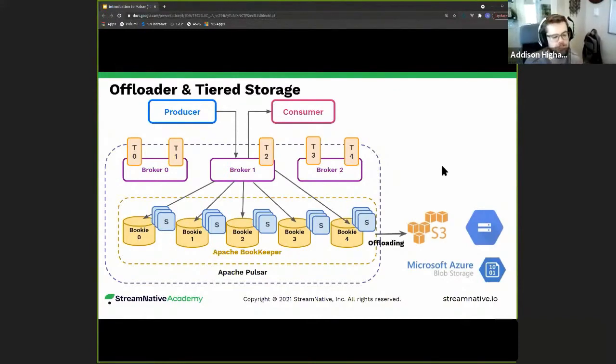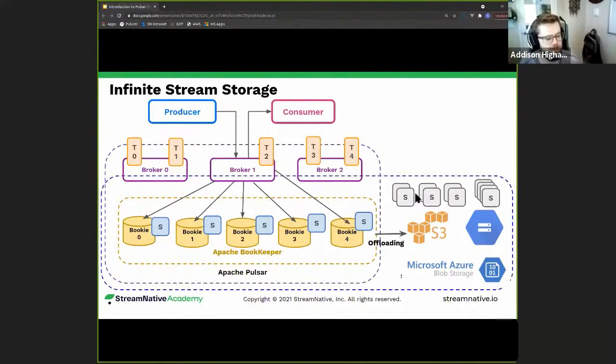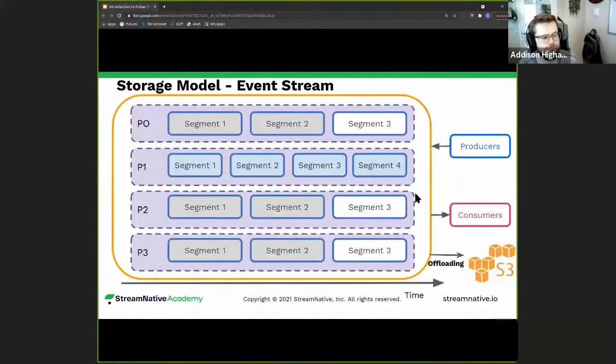Because we have this segmented architecture, it's very reasonable to take these segments and move them to a different set of storage. So now we're minimizing the amount of storage we have to manage on disks, and can instead leverage cost-effective cloud storage for longer retentions. And once again, the clients don't have to change anything. The brokers will now seamlessly read from S3, GCS, et cetera, and continue to serve reads from those places. Once again, that's how we do infinite stream storage.